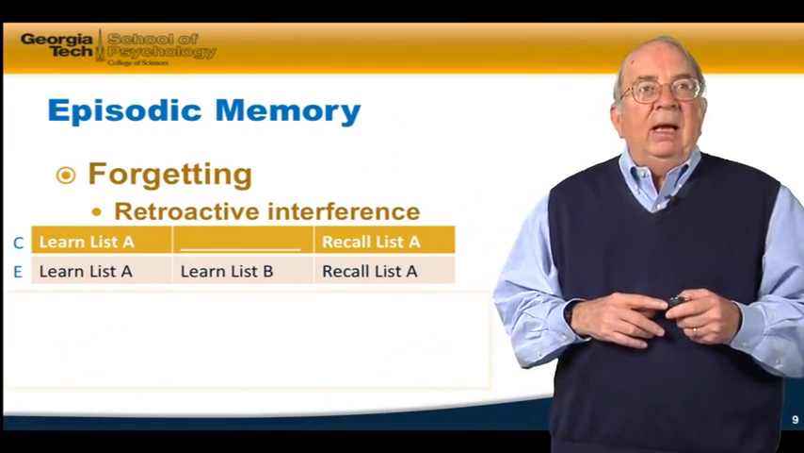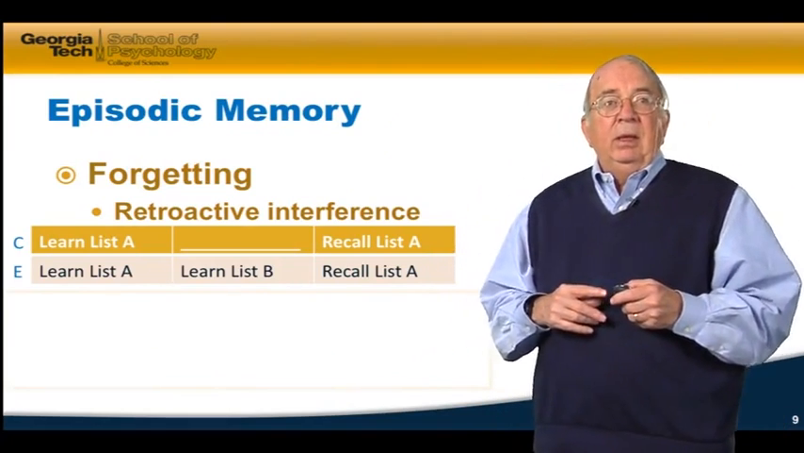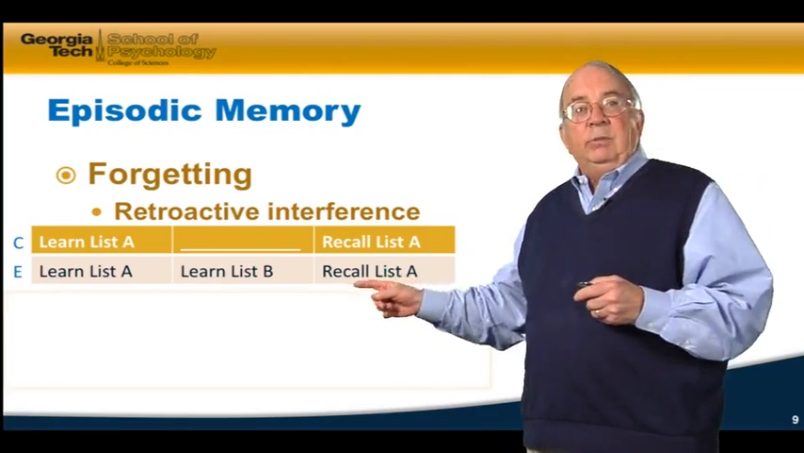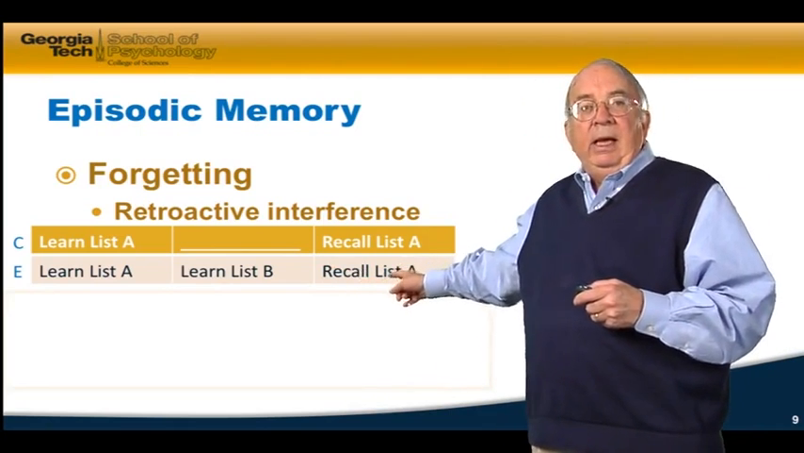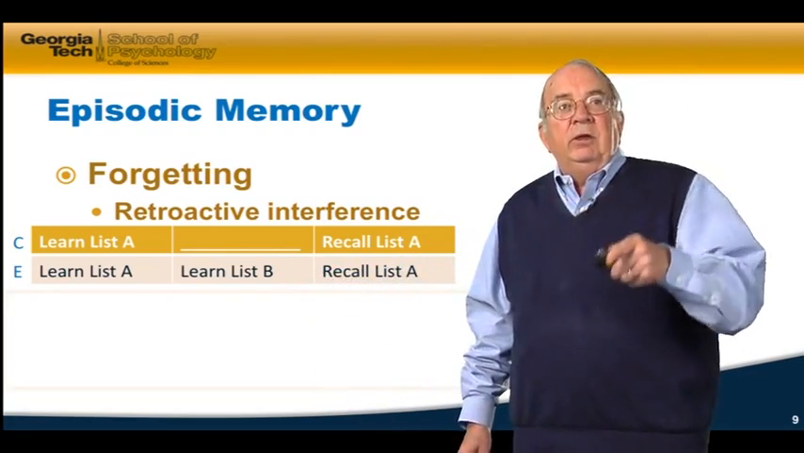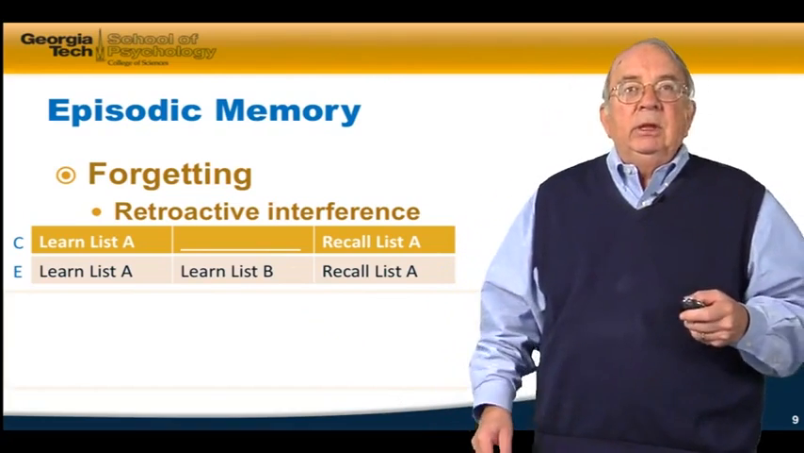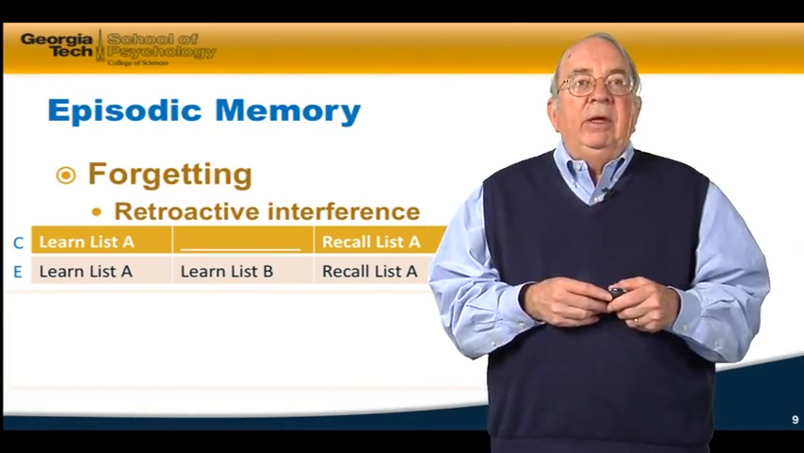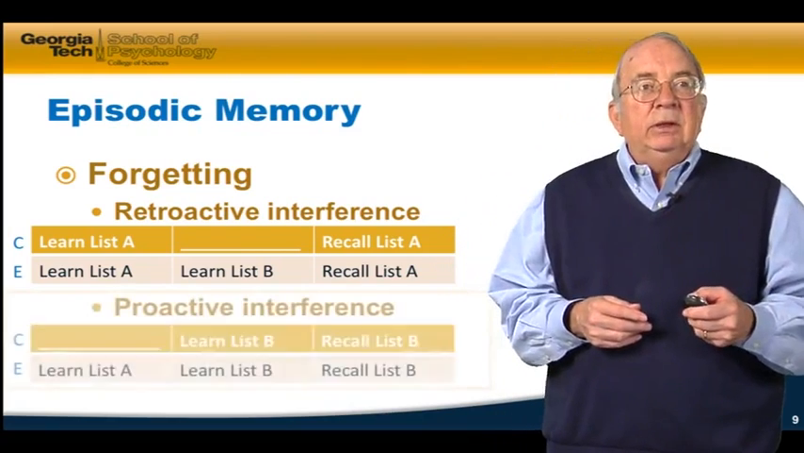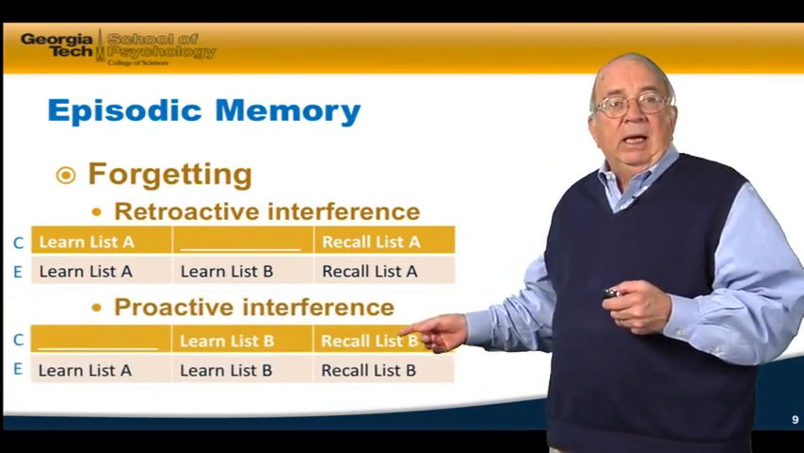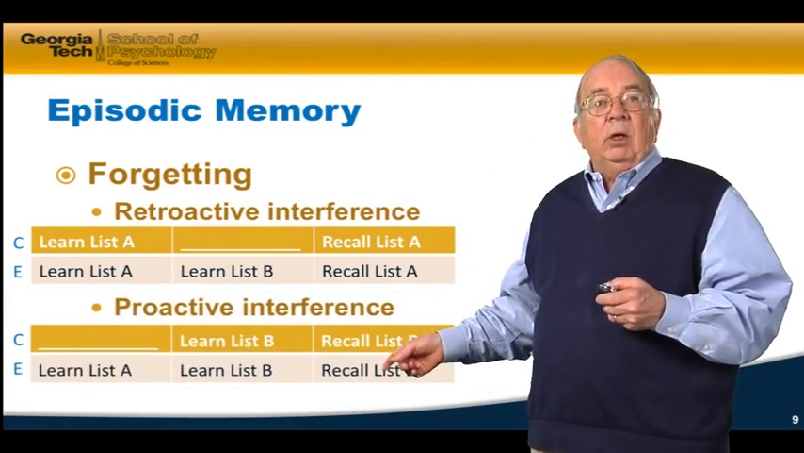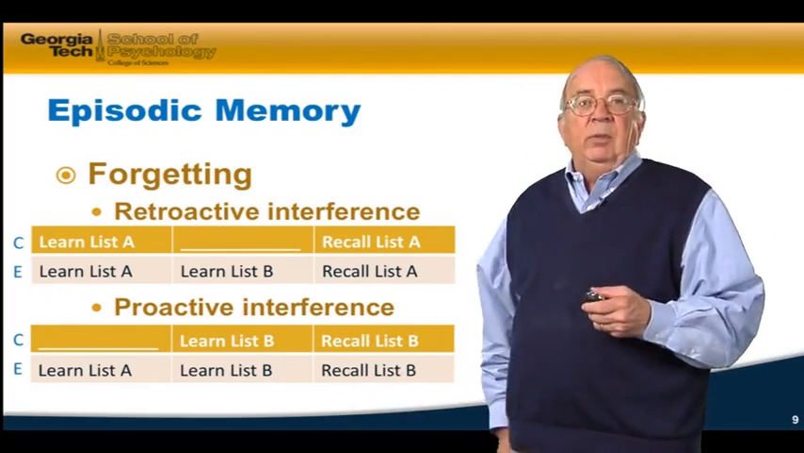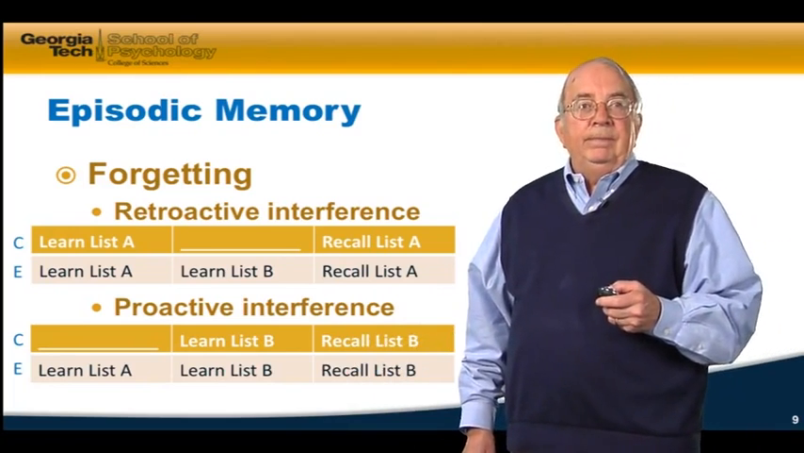Now I want to talk briefly about how things are forgotten from episodic memory. One is retroactive interference, where I learn list A, I learn list B, and then I recall list A, and the learning of list B sort of interferes with my ability to recall the early information. So things that happen during the retention interval interfere with my ability to remember the event earlier. That's called retroactive interference. Or I can have proactive interference. I learn list A, I learn list B, and then I recall list B. So something that I learned prior to learning list B interferes with my ability to learn list B.